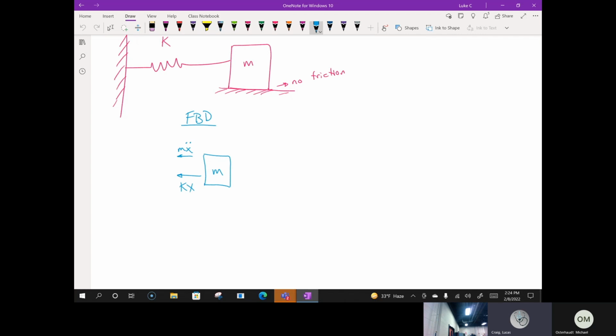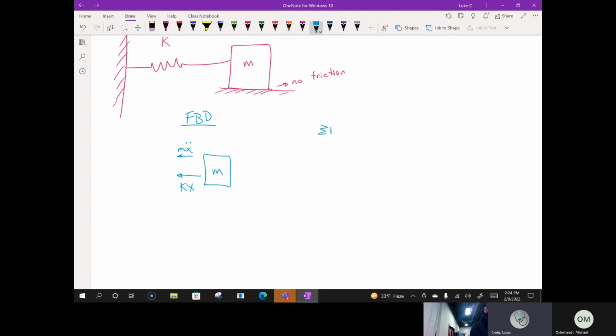Now, why does it go to the left? It's because the mass is going to the right and it opposes motion. That's what inertia does. Okay. There's no friction forces. There's no other forces in the x direction. This is what we have.